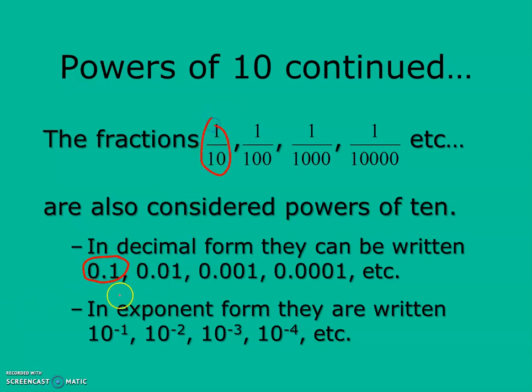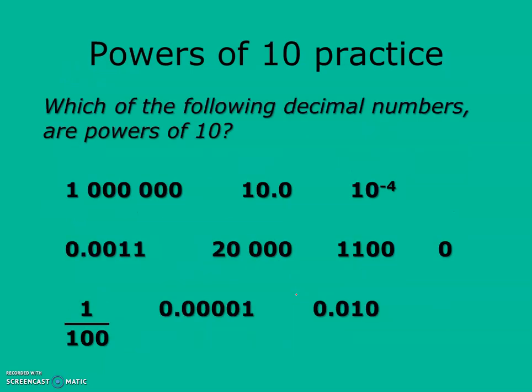And that can also be written as 10 to the negative 1, as we saw when we did the expanded forms. So 1 over 10,000 is 0.0001 or 10 to the negative 4. Hopefully not too complicated, and realize that we're going to try and use these patterns to our advantage.